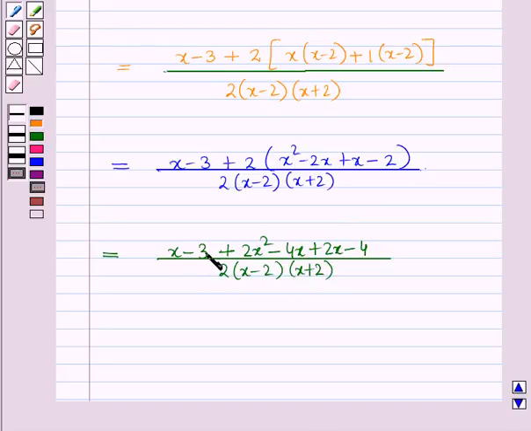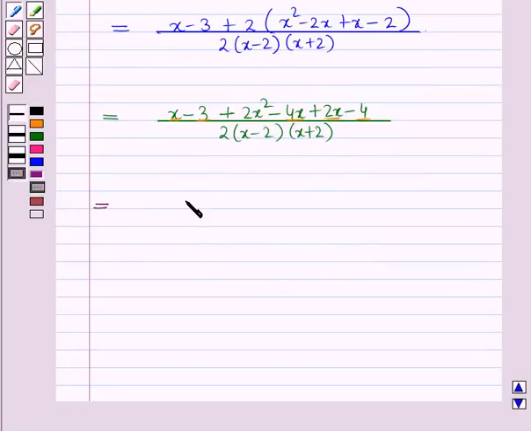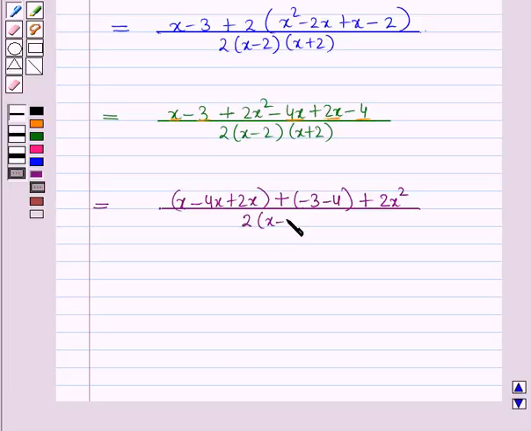And now combining the like terms in the numerator, here you can see x, 2x and minus 4x are like terms. Similarly, minus 3 and minus 4 are like terms. So this is equal to (x minus 4x plus 2x) the whole plus (minus 3 minus 4) the whole plus 2x square, whole upon 2 into (x minus 2) the whole into (x plus 2) the whole.